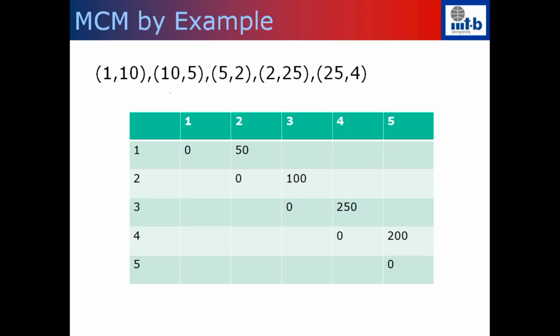If you look at 1 comma 2 here, this is the multiplication of A1 and A2. A1 is of size 1 cross 10 and A2 is of size 10 cross 5. So if you have to multiply these two matrices, the number of multiplications required is 1 into 10 into 5, which is 50. Similarly, if you have to multiply the matrix 4 and 5, the number of multiplications required will be 2 into 25 into 4, which will be 200.